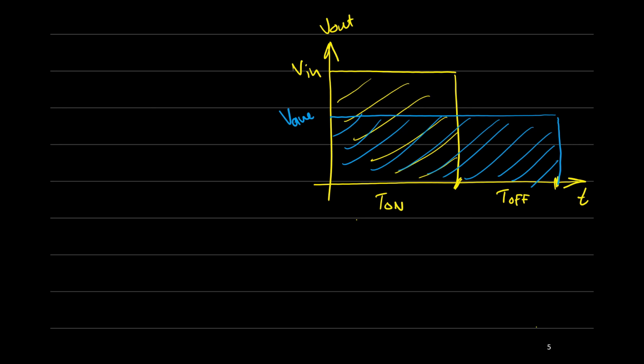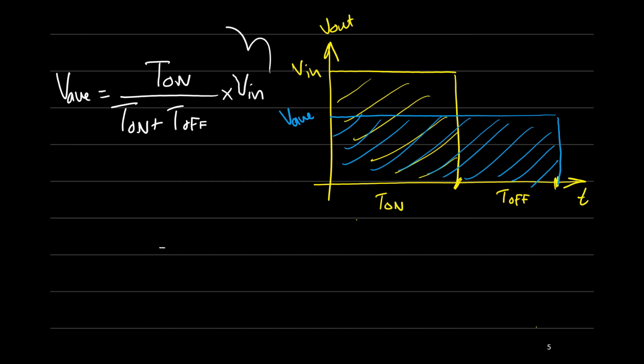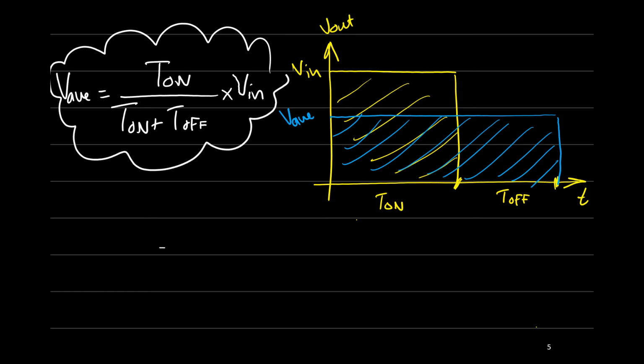If we try to calculate this average voltage, how can we calculate this value? We can say that T on, the on time, over the whole period of time, T on plus T off, times the input voltage Vin. Okay, so this is the average value of the output voltage. Here the whole period of time, T on plus T off, we call the switching time.